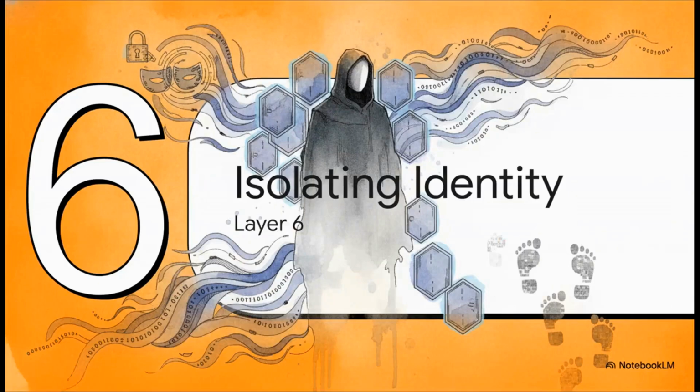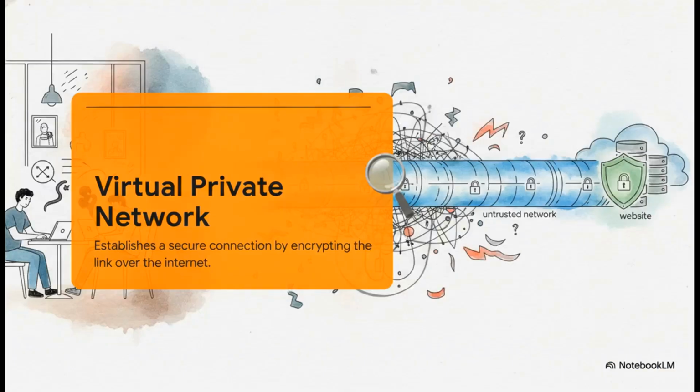Section 6. Isolating your digital identity. For our final layer, we need to talk about masking your physical footprint when you're interacting with external, untrusted environments. If you are sitting at a coffee shop using free public Wi-Fi, you have zero guarantees about connection security. Someone at the next table could literally be intercepting your traffic. That makes a virtual private network, or VPN, a technical necessity. It establishes a secure, encrypted tunnel right through that untrusted network.